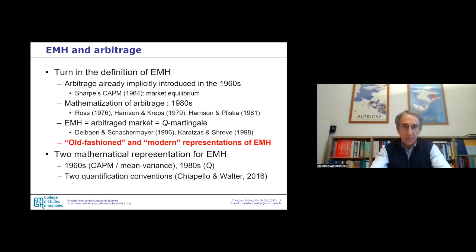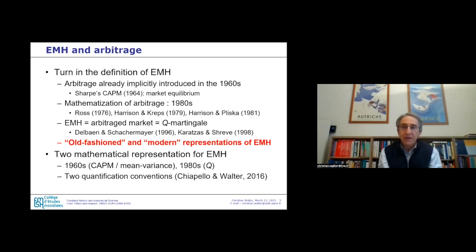But it's not before the 70s and 80s that arbitrage as a notion was mathematized, with Ross in 1976, Harrison and Kreps, and Harrison and Pliska. And the mathematization of arbitrage is a key moment of the financialization of finance, economics, and afterwards society. The mathematization of arbitrage is a turning point for the day-to-day business practices in finance.